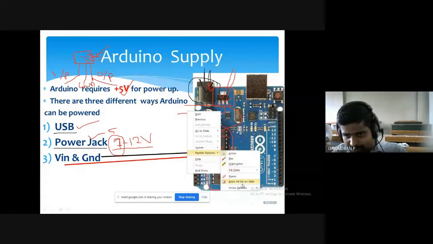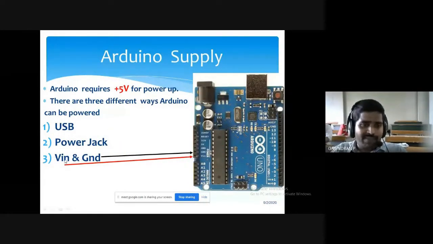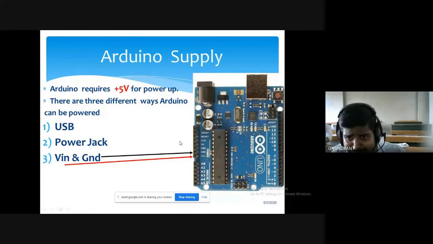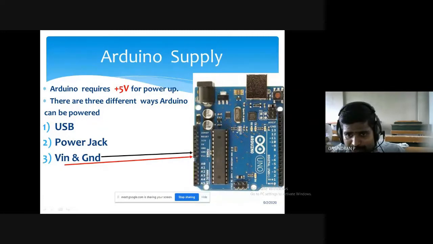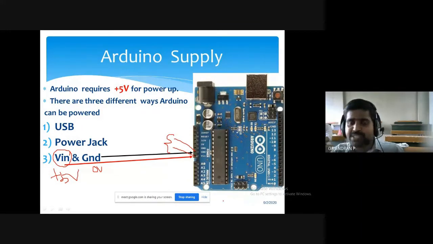It looks as V in and ground. 2 pins, potential difference. Voltage means 2 pins. Where are the 2 pins? See, V in and ground. These 2 pins, I have given the color coding also. V in means what? Plus 5 volt. Ground means what? 0 volt. So if I apply 5 volt across the terminal, my IC will work.